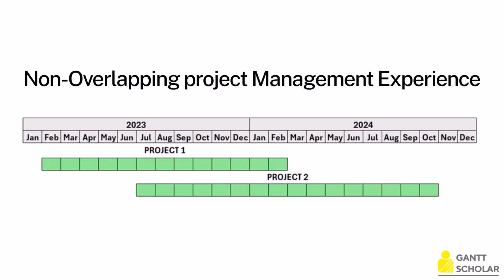What does that exactly mean? Non-overlapping means that if you manage two projects concurrently for a certain duration, then this overlapping period shall be considered for only one of the projects. For example, if you have managed project 1 and project 2 simultaneously from July 2023 to February 2024, then this accounts for only 8 months of experience, not 16 months.